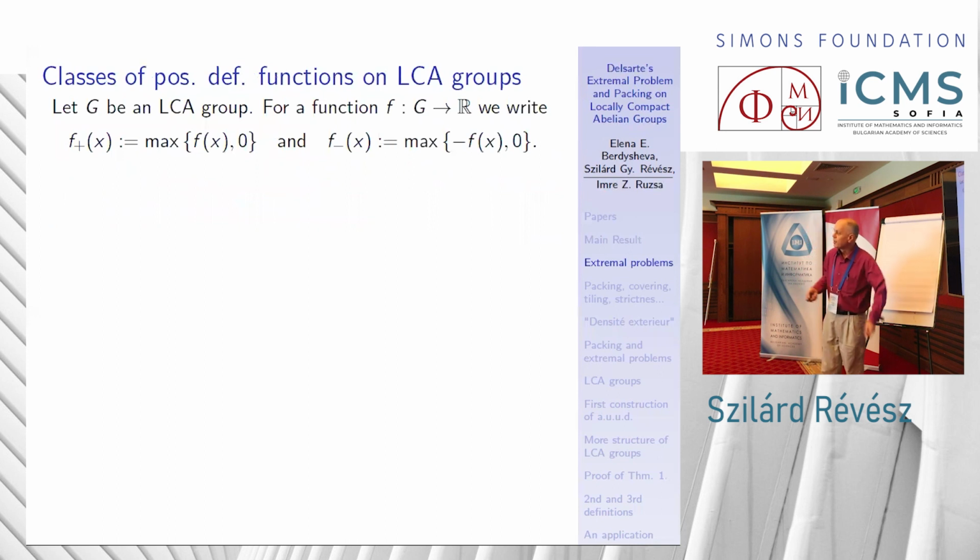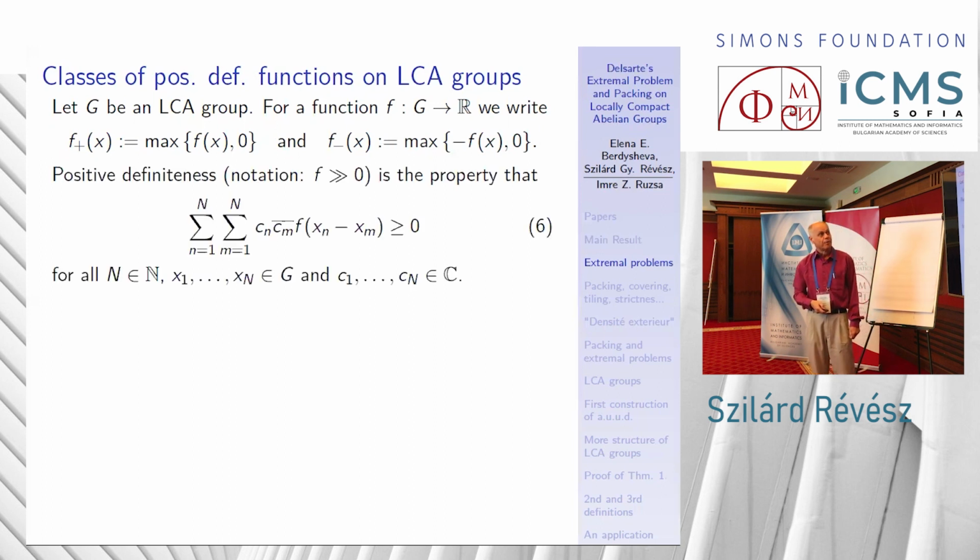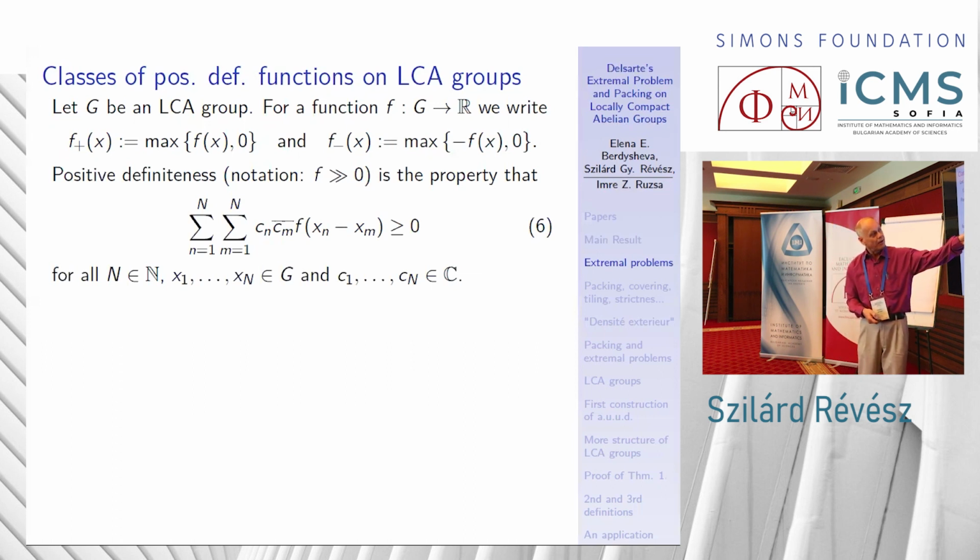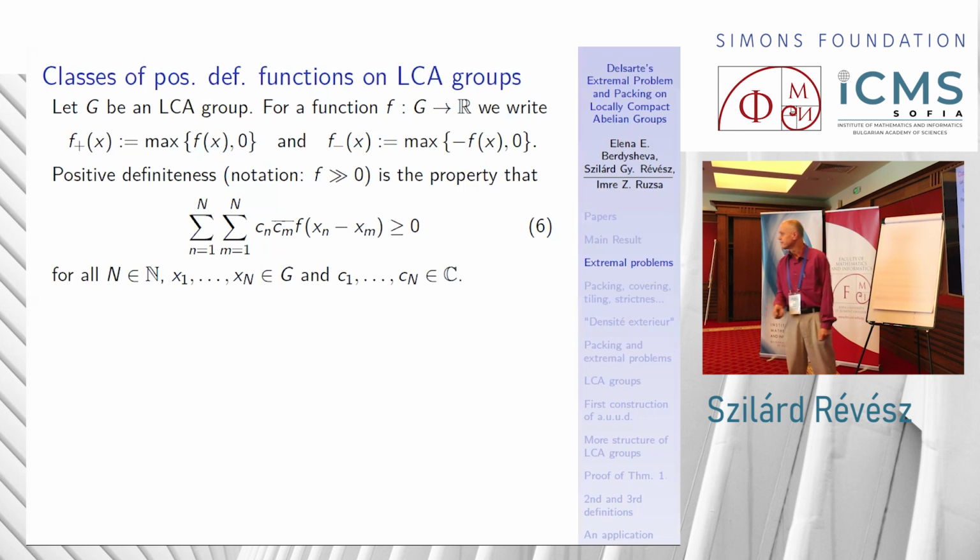Okay, so now I'm coming closer to defining the Delsarte constant, but before that you have to consider function classes on which the extremal problem will be defined. So let me start with function classes. Simple notation: f₊ and f₋ are the positive and negative parts of functions. So for any function on a locally compact abelian group, you can use this notation. Positive definiteness means this; I call this a matrix-type inequality, because this basically says that the matrix consisting of elements f(xᵢ − xⱼ) is positive definite in the matrix sense.